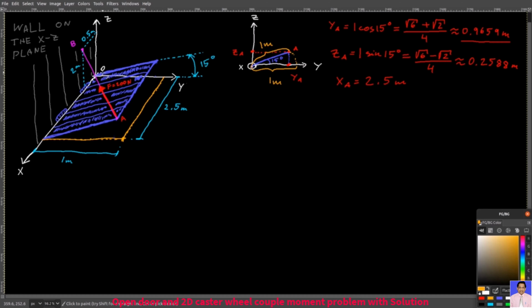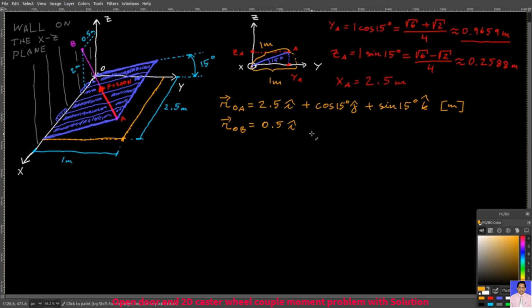It means that the position vector from point O to point A, that we can simply call ROA, it will be 2.5i plus cosine 15 degrees j plus sine 15 degrees k, and that would be in meters. Then we also need to have a position vector from point O to point B. So ROB equals 0.5i plus 0j plus 2k meters.